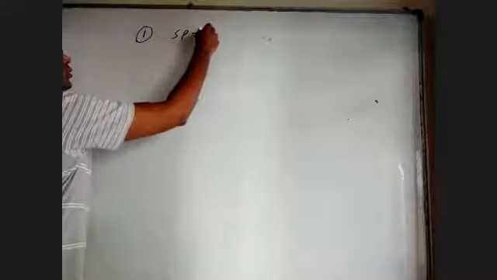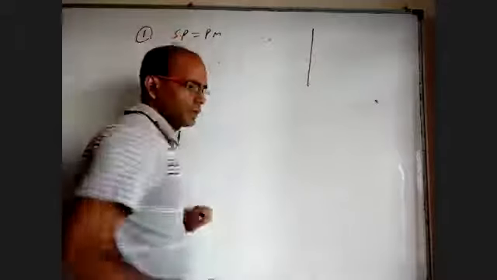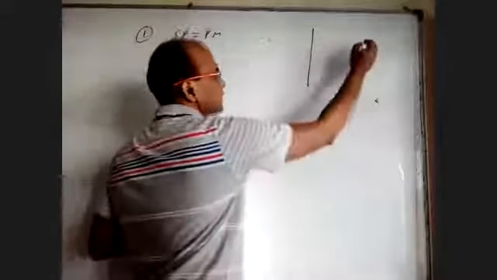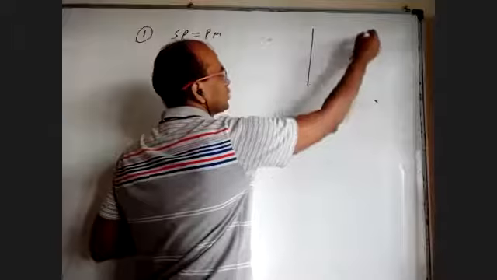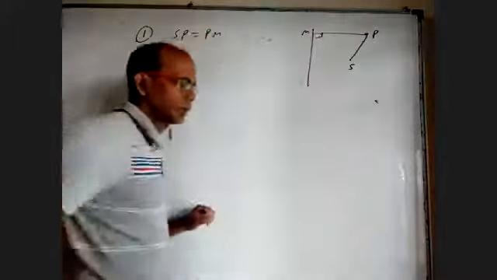Okay, so coming to the parabola, we already know SP should be equal to PM. That is, we should have a fixed line and a fixed point. There is a variable point such that distance to the focus equals distance to the directrix. This is S, this is P, this is M.